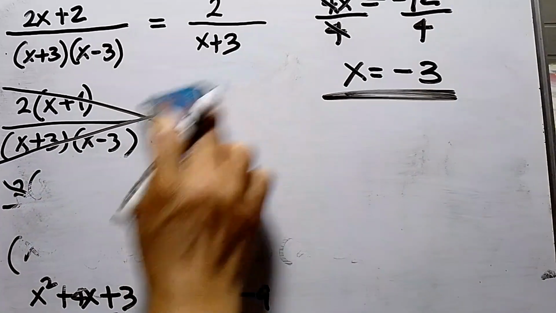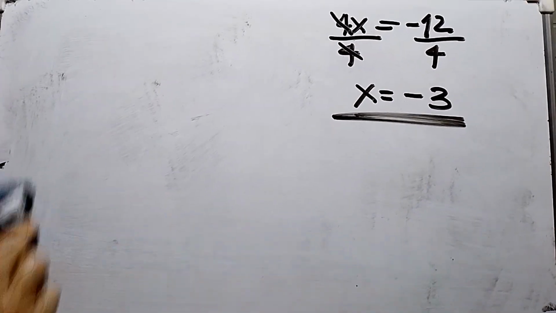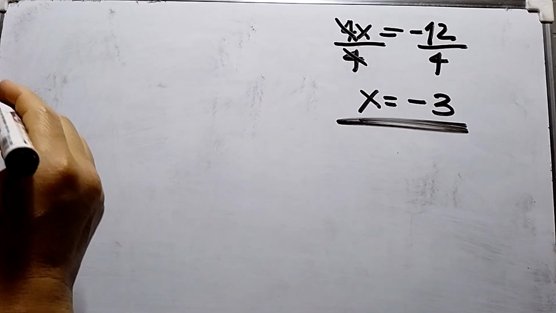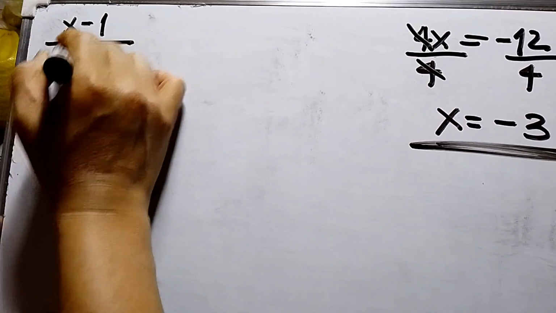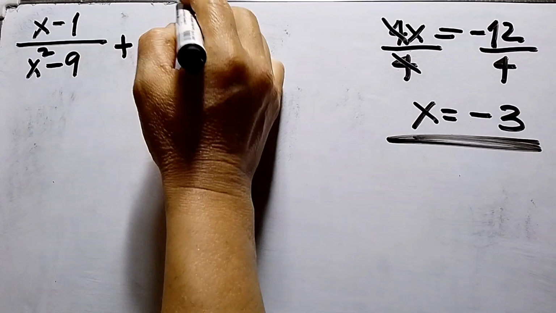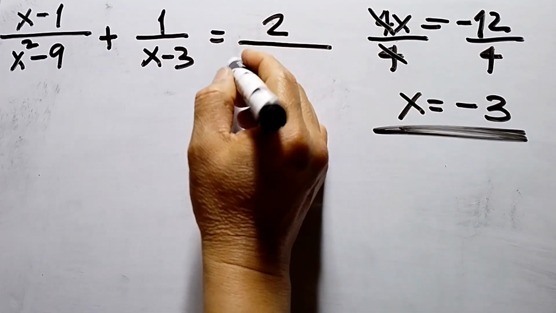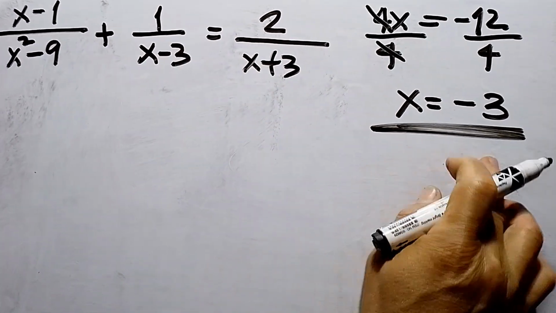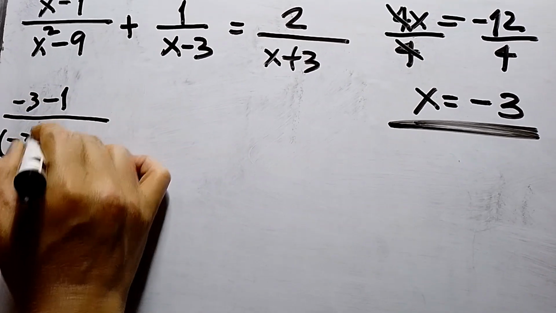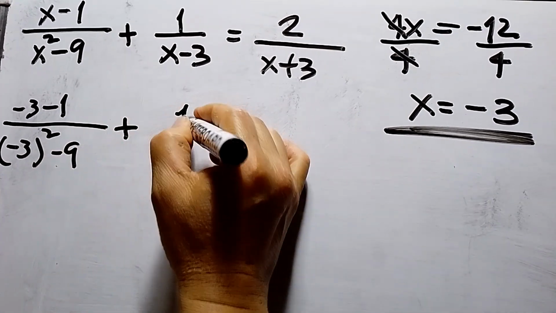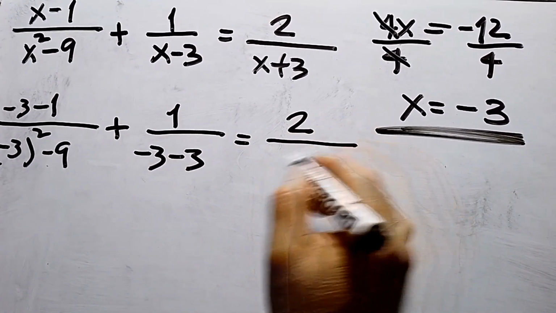Now let us check this one if this is correct. Sometimes the value will not correspond to equality. So let's go back to the given. The given equation is x minus 1 over x squared minus 9, then plus 1 over x minus 3 is equal to 2 over x plus 3. So when x equals negative 3, so this is negative 3 minus 1 over negative 3 squared minus 9 plus 1 over negative 3 minus 3 is equal to 2 over negative 3 plus 3.